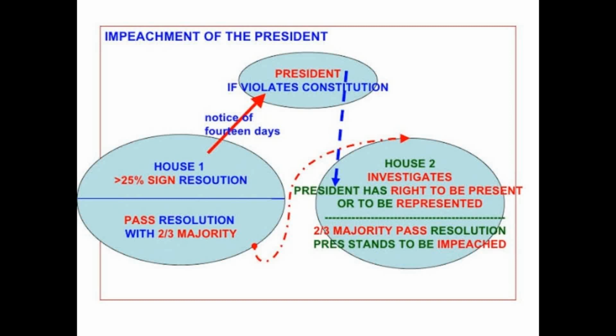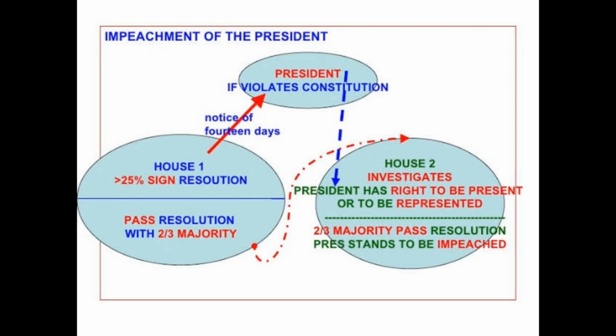These charges can be started in either house. If it starts in Lok Sabha, it goes to Rajya Sabha, or if it is served in Rajya Sabha, it comes to Lok Sabha. Once this resolution of two-third majority is passed, the other house becomes the investigating house. During the investigating process, the president can also appear and give his version of things.